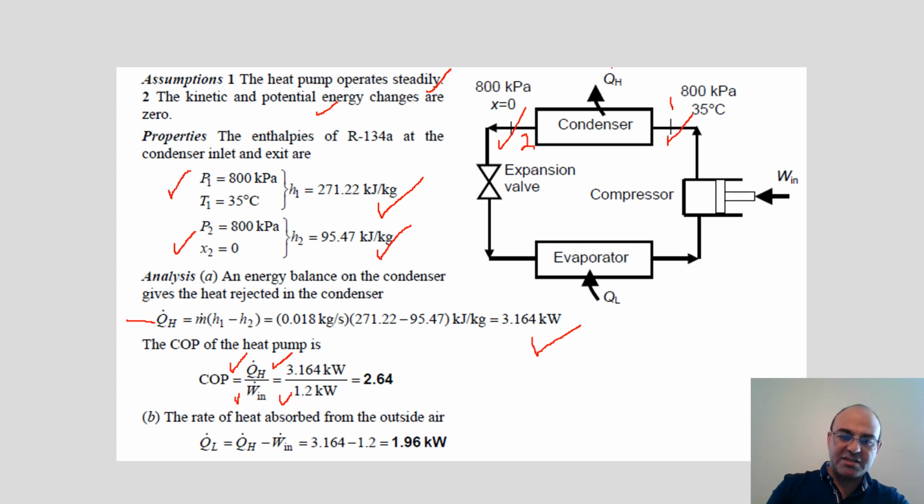Another part of the problem asks us to find the rate of heat absorbed from the outside air. The rate of heat, that would be Q dot L. In order to find Q dot L, we can write the energy balance for the entire system. For the entire heat pump, energy in, which is Q dot L plus W dot in, is equal to energy out, which is Q dot H. So Q dot L is equal to Q dot H minus W dot in, which is now found.